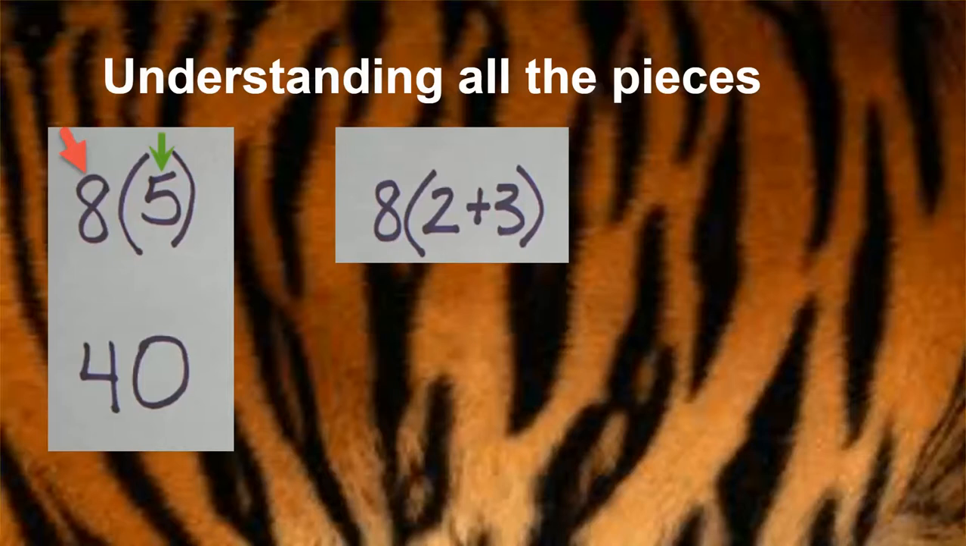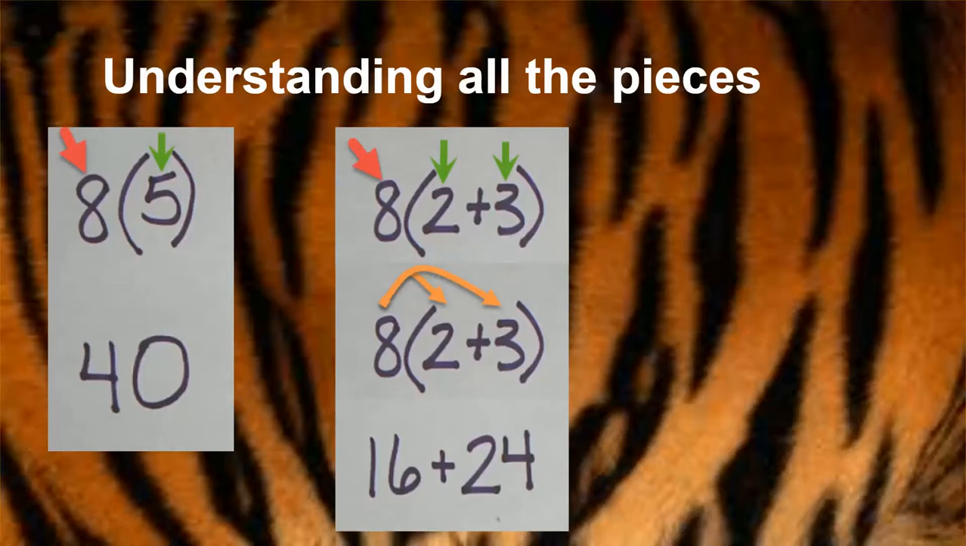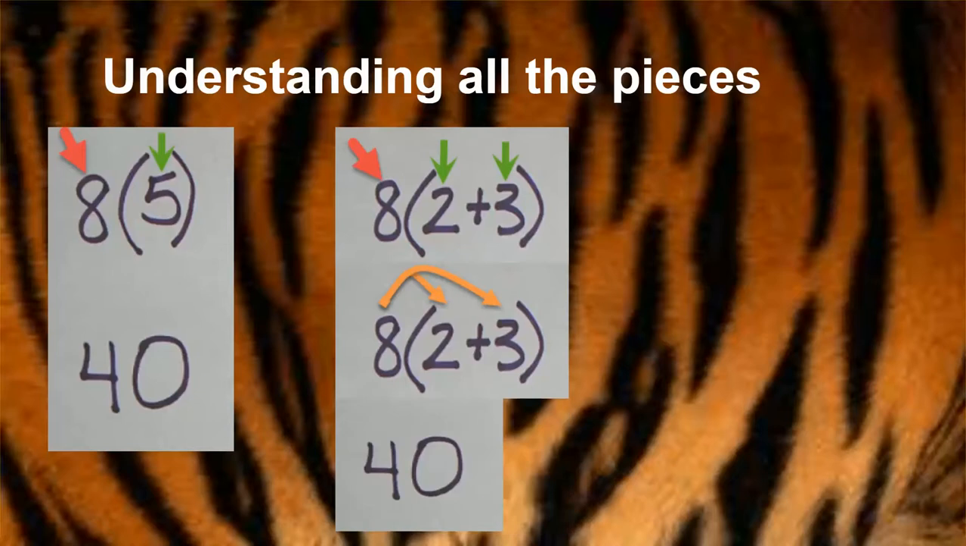But we can distribute in this situation. We take the 8 on the outside and multiply it by the two things on the inside. So we do 8 times 2 and 8 times 3. Well, that's going to be 16 plus 24. So that answer is still 40.